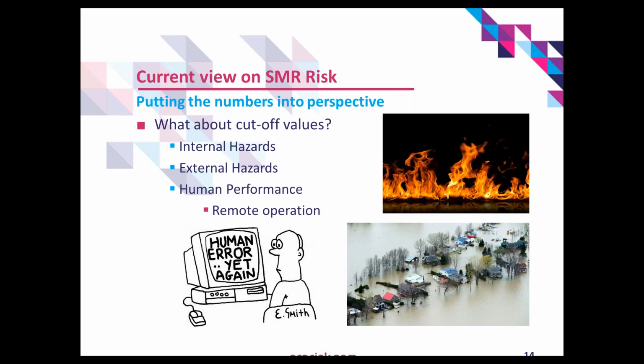So we have to think about cutoff values, like internal hazards that may render many systems unavailable: fires, floods, tsunami. Also, what about human performance? We all make errors, and it's not only the person sitting in front of the computer who has problems. The computer itself was made by a human, so that also leads to problems and errors. Also, some SMRs present remote operation: what will happen if an external hazard like a flood occurs? You cannot arrive at the nuclear power plant.